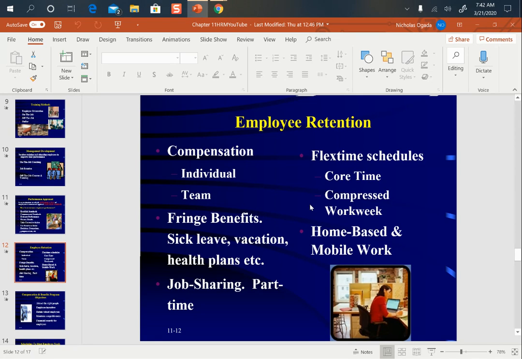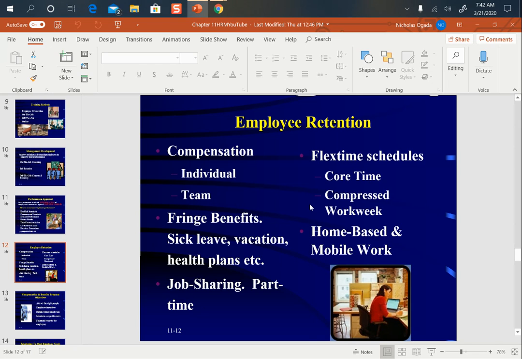Then we have employee retention as part of human resource management. Again, the key idea of the chapter is finding and keeping the best employees. So now we have gone through the finding of the best employees through recruitment, selection, orientation, and performance appraisal. Then we talk about retention, how to keep the employee.